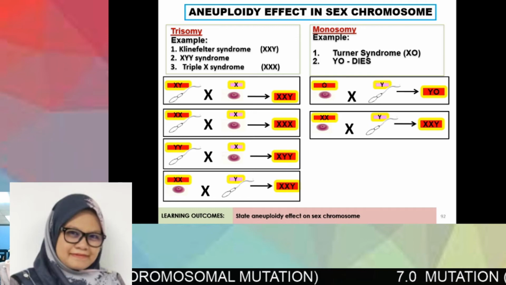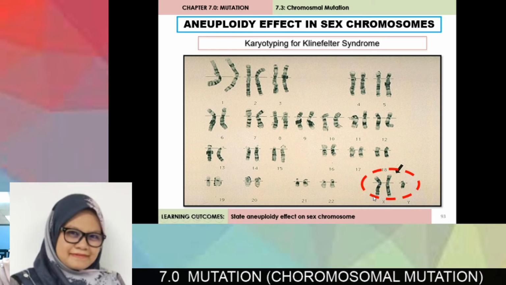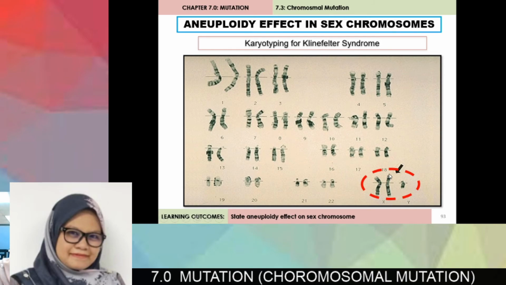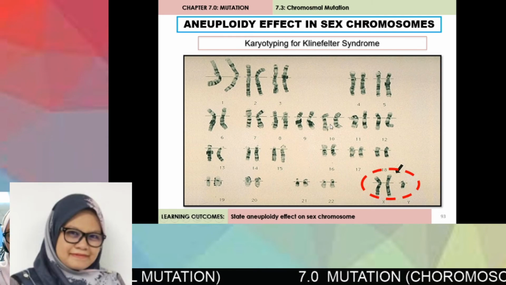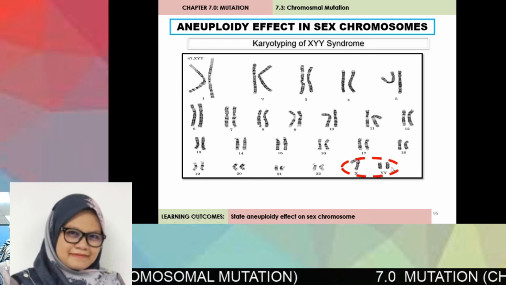So this is the karyotype. Okay, look at pair 23. Yang panjang ini refer kepada kromosom X. So individu ini ada X, X, Y. So kalau ditanya what is disease by individual shown by this karyotype, so the answer is Klinefelter syndrome. And then this is the karyotype for Turner syndrome. Why? At pair 23 this individual only have one X chromosome, and this individu with one X chromosome and two Y. So this is XYY syndrome.